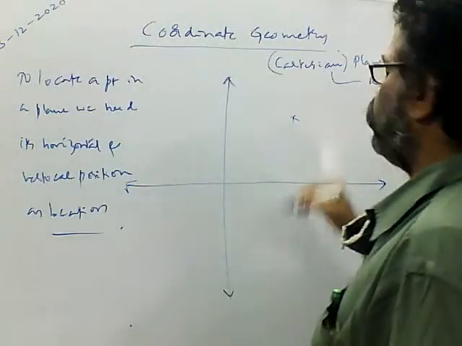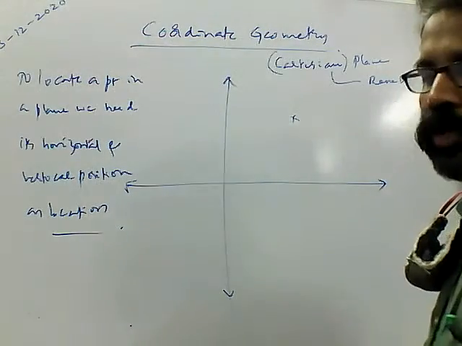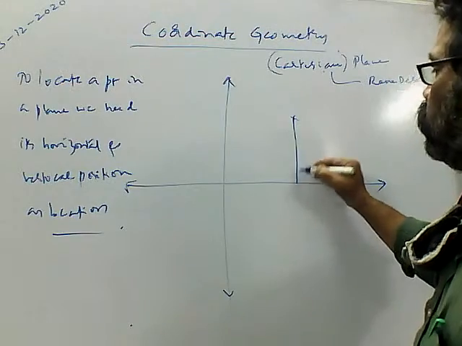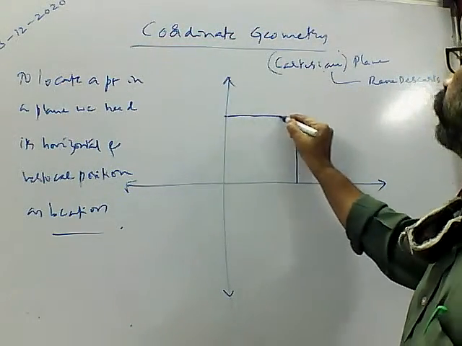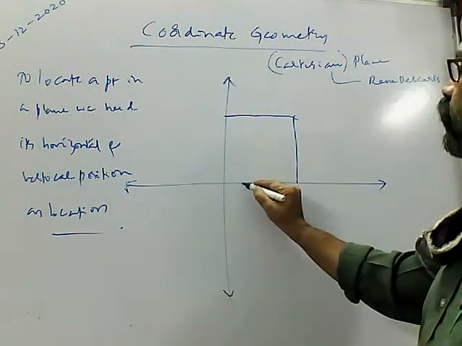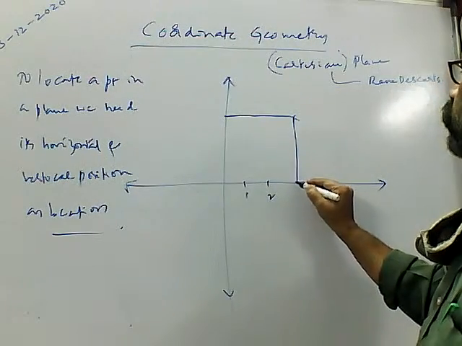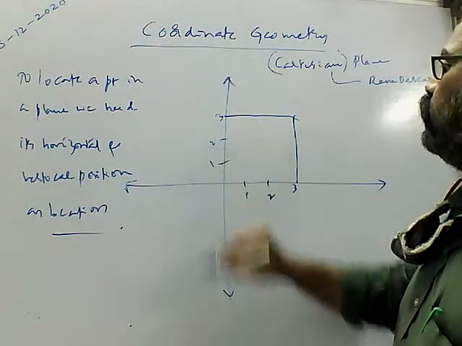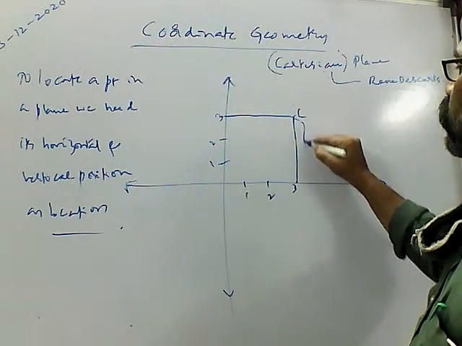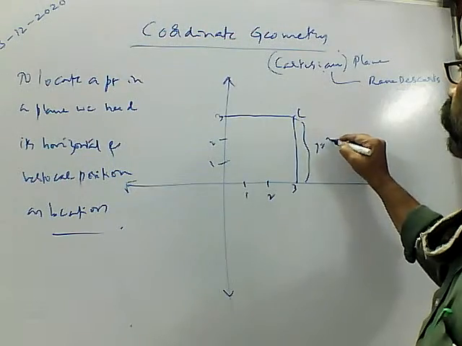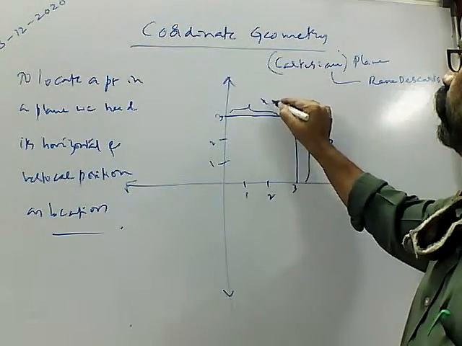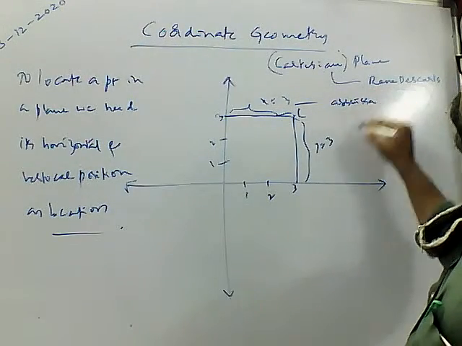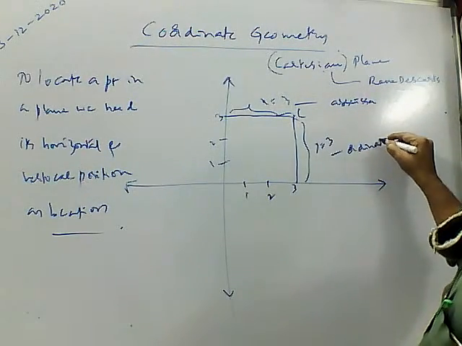Okay, so I took a point here. How to identify that location? Like mapping in geography, we take its horizontal position and vertical position. Take these units as 1, 2, 3, and here also 1, 2, and 3. So the vertical distance is y equal to 3, and here x is equal to 3. This horizontal distance is called abscissa, and this is called ordinate.